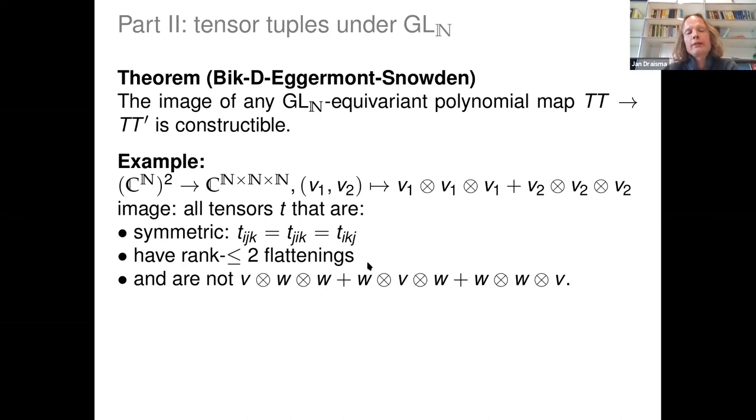But unfortunately, not everything in the image cut out by these equations is in the image, because if you take linearly independent vectors V and W and you form this tensor over here, then it turns out not to be in the image over here. So these tensors, they live in what is known as the tangential variety to the order 3 Veronese embedding. So the fact that this image is not closed is important to people that do tensor decomposition from a practical perspective, because it also means that not all tensors have a best rank 2 approximation. Yeah, it says that the set of tensors of rank at most 2 is not a closed set.